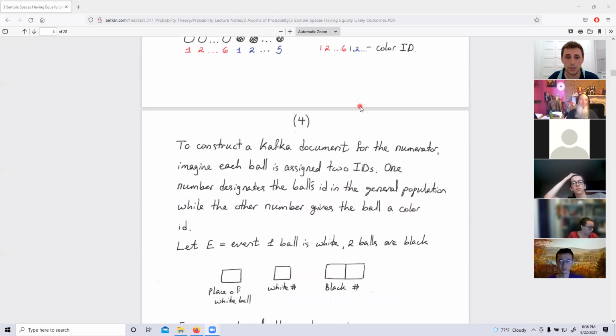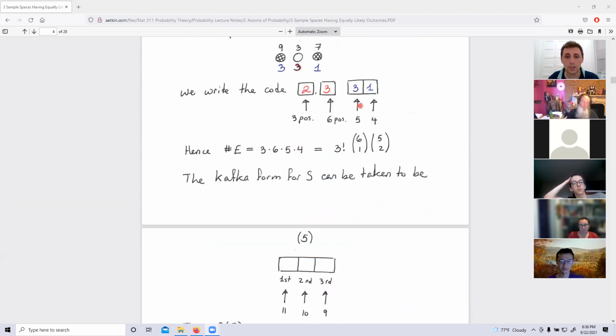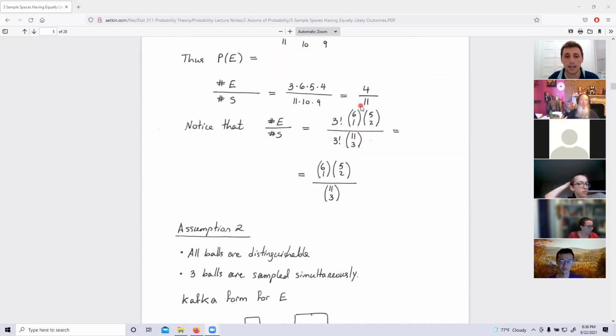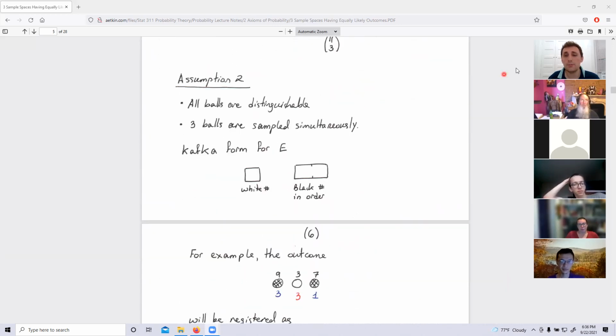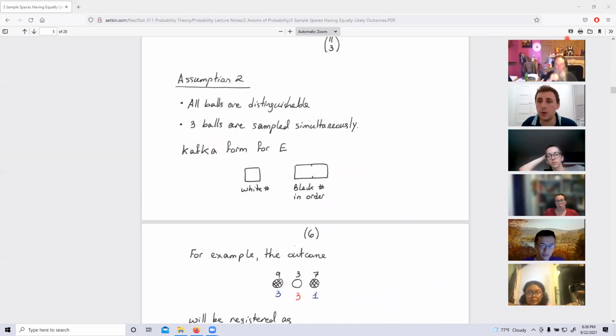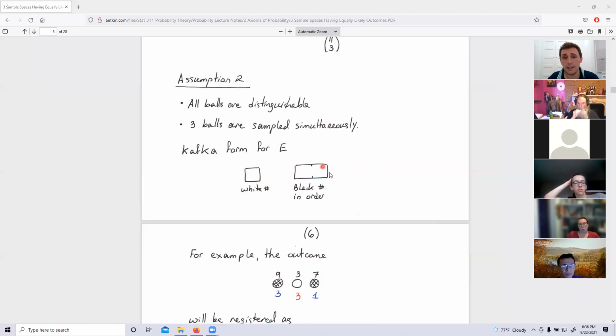Good, right? So then assumption number 2. In assumption number 2, we assume that sampling is simultaneous. You understand that I right away pick all 3 balls. There is no notion of which came first, which came later. So in that case, I can design the top form.